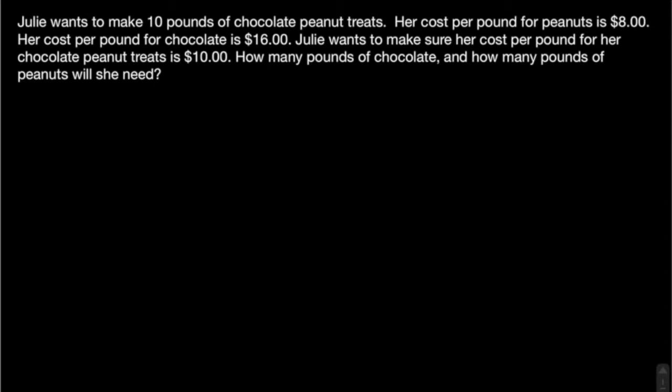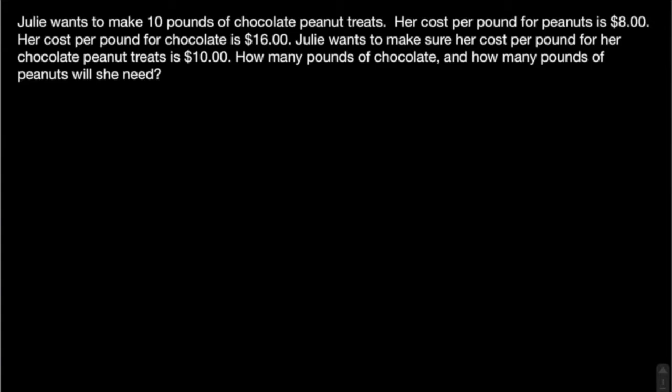Julie wants to make 10 pounds of chocolate peanut treats. Her cost per pound for peanuts is $8. Her cost per pound for chocolate is $16. Julie wants to make sure her cost per pound for her chocolate peanut treats is $10. How many pounds of chocolate and how many pounds of peanuts will she need?